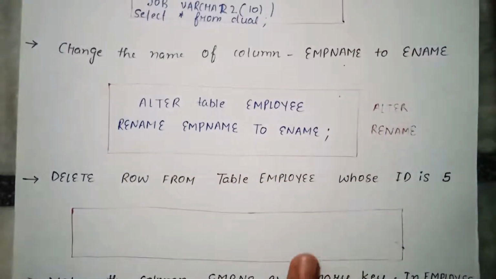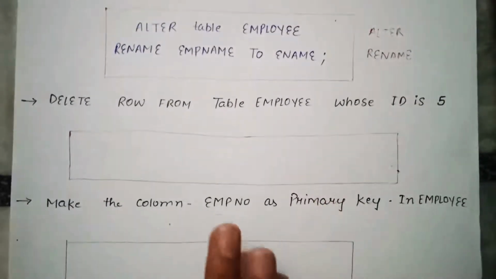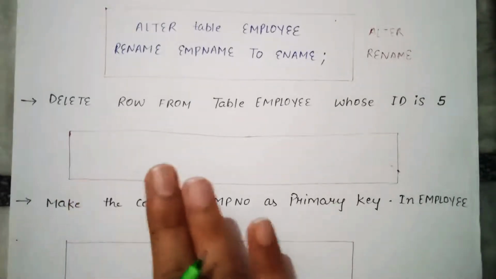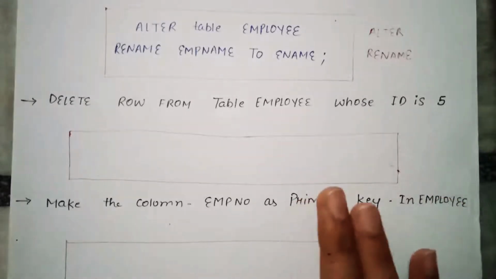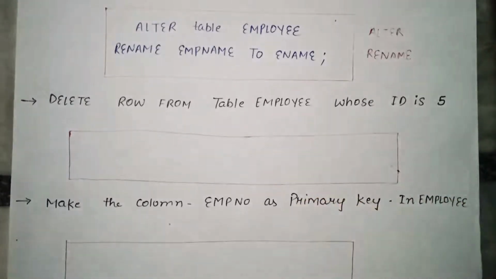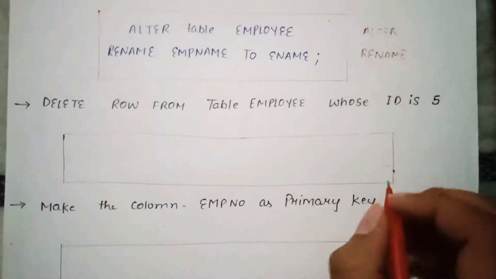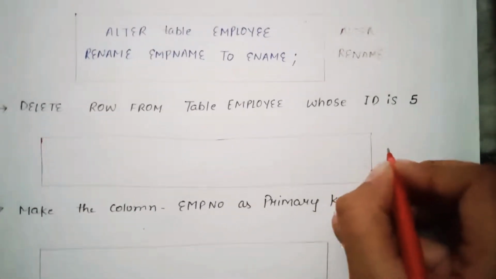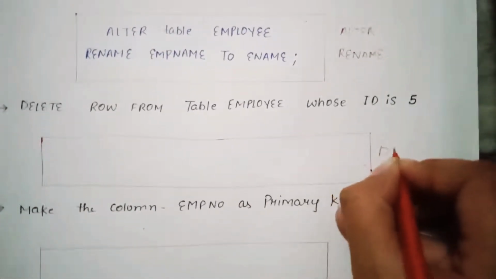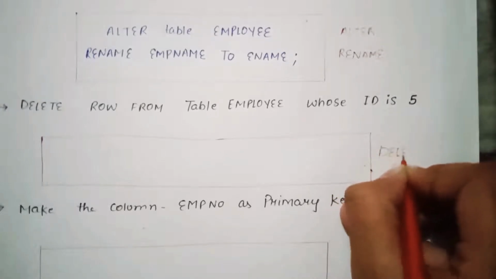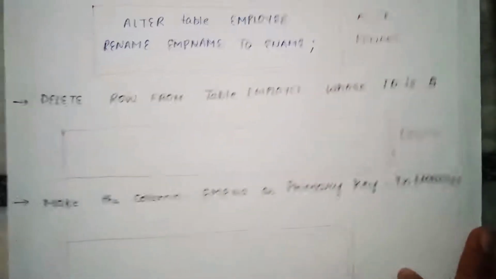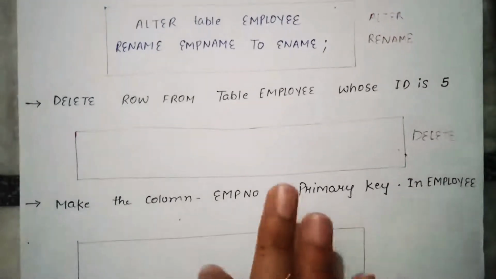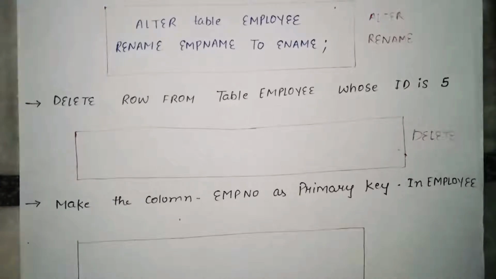So this is the second query. Now what does the third query say over here? It says delete the row from table employee whose ID is 5. So how do we perform a delete operation? If we have a table and we want to delete a particular row, we use the delete command. In order to delete a particular row, or group of rows, or we can say records, from a table, we use the delete command.